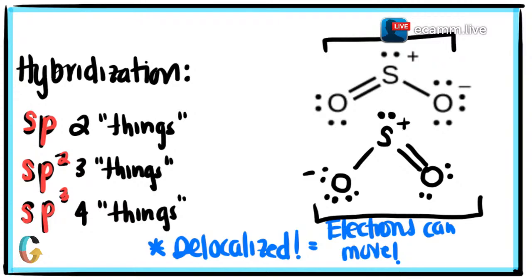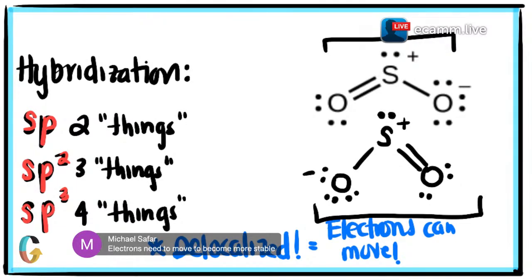Yeah, there you go, Michael. Electrons need to move to become more stable. And that's totally true. The more movement that those electrons can have, the more stable the whole compound will be. So delocalization and resonance is a good thing.